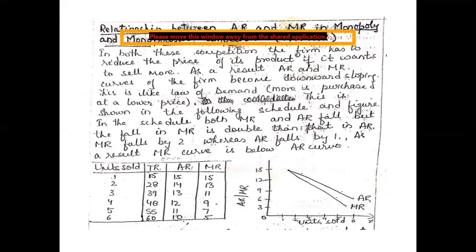So marginal revenue falls by 2 units, whereas average revenue falls by 1 unit. As a result of this, the marginal revenue curve is below the average revenue curve. So marginal revenue is less than the average revenue. Average revenue is greater than the marginal revenue. We can see over here the units sold, the total revenue, and we can compute average revenue by dividing total revenue over the units sold, and the marginal revenue is the additional unit sold. And when we plot the graph, we will see that average revenue will be greater than the marginal revenue, and the curve will come out like this.